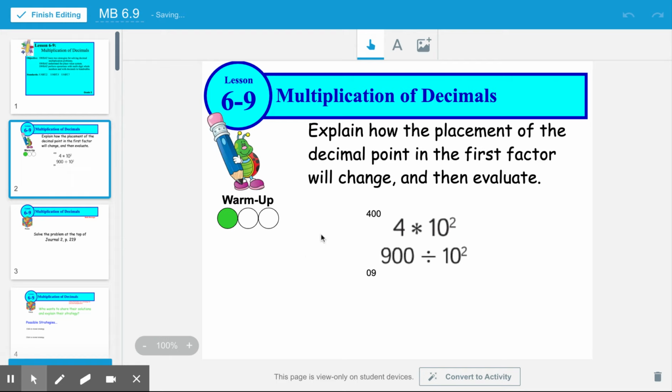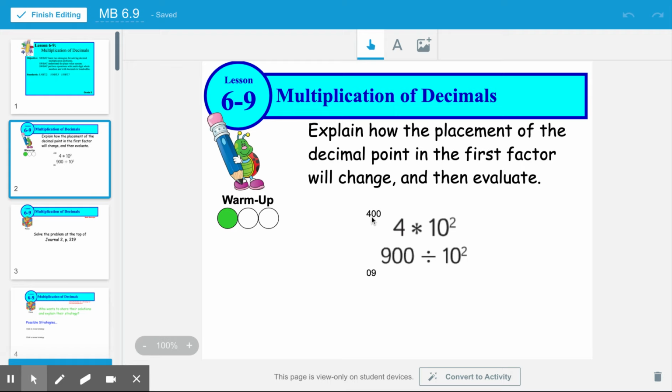To start off, I want to take a look. It says explain how the placement of the decimal point in the first factor will change and then evaluate it. So take a look here. I've got the answers right here to the side. 4 times 10 to the second power. If you recall, 10 to the second power is the same thing as 100. So here we are saying 4 times 100, and that's where you would get 400.